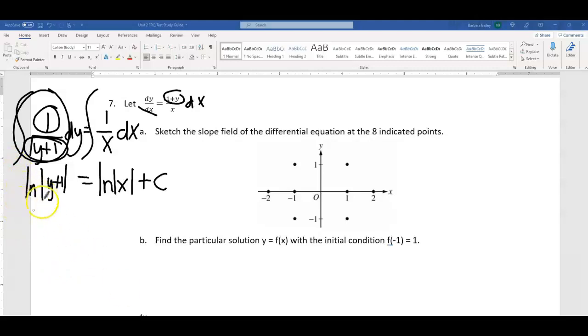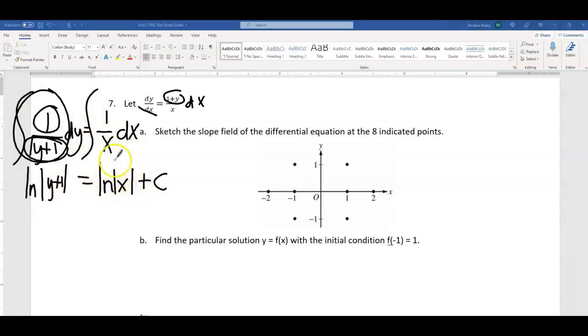But notice I erased the 1 over 1 because 1 over 1 is just 1 and we don't really need to write that. So step 1 is to separate the variables. That's 1 point, so I got that. Step 2 is to integrate both sides. Each of those are worth 1 point, so now we're up to 3 points. 1 point for this side, 1 point for that side.